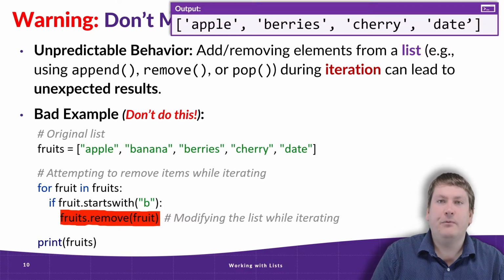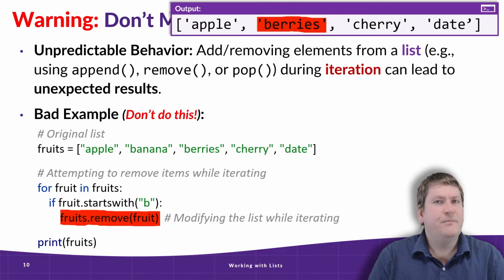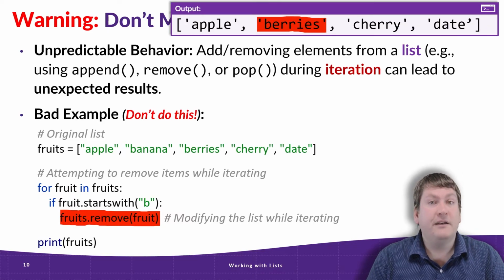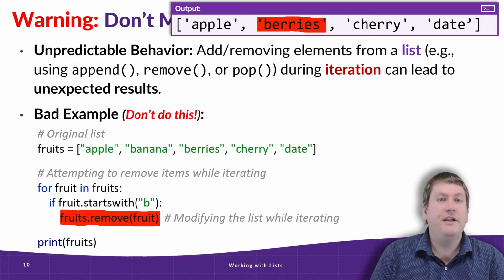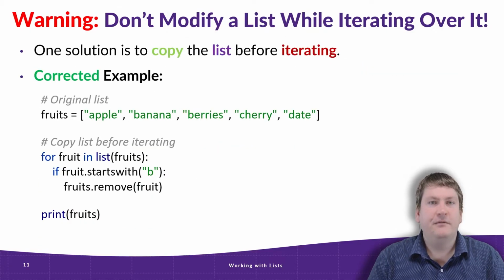In this case, if we run it with my current version of Python, we get apples, berries, cherries, and dates, which is not quite correct, at least probably not what we intended, because it didn't remove berries. Again, this can cause unexpected results. So please try to avoid modifying a list by adding or removing elements while you're currently looping through that list.